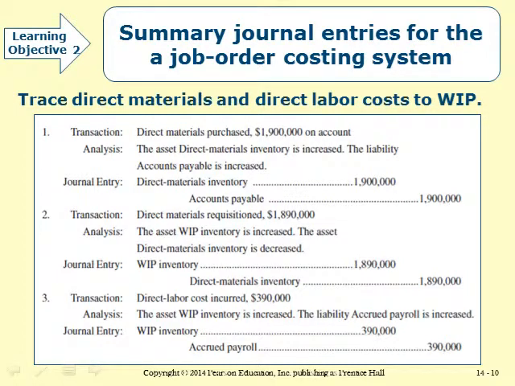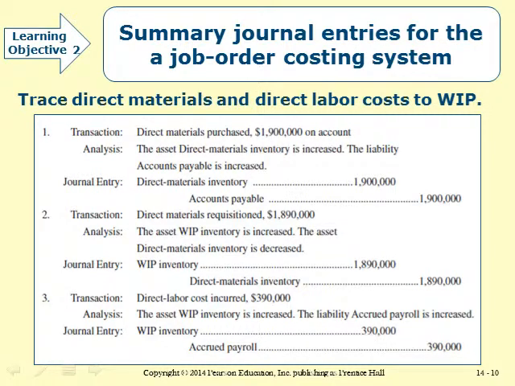On transaction 2, direct materials were requisitioned, and when they're requisitioned, that means they're pulled from inventory and put into the work process flow. The work process flow, which we call work in process, is a short-term inventory account. So we increase that with a debit of $1.89 million, and we credit the direct materials inventory because we're pulling it out of direct materials and putting it into work in process.